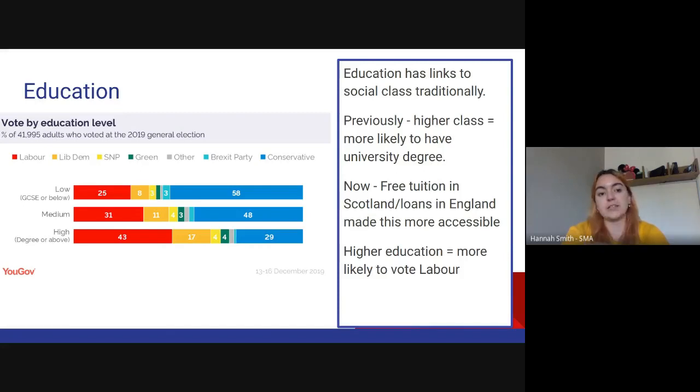The reason we know it links is because the lower your social class, the less education you are likely to have. So if you're in category E, you're more likely to be sitting in the low education level, so that's GCSEs or below. What that means is the maximum, the highest level of qualification those groups have are GCSEs or less than that.